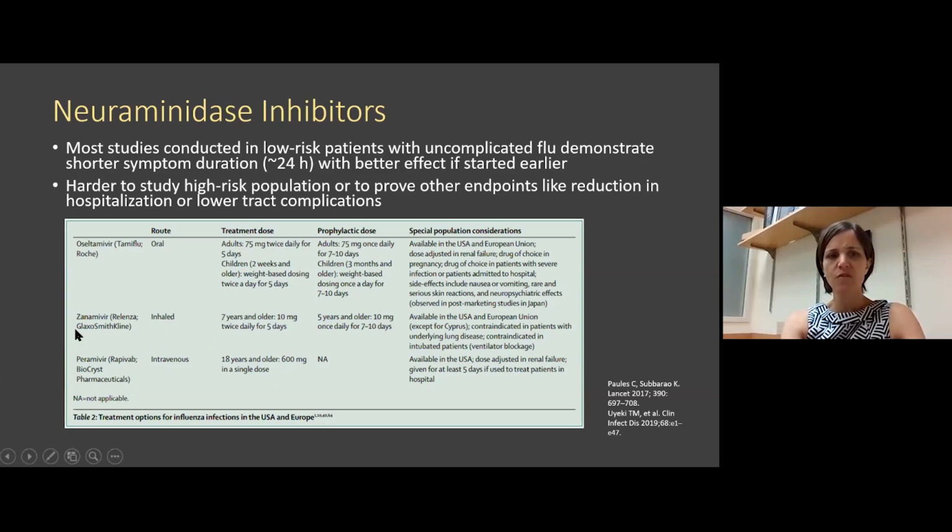It's approved for the treatment of uncomplicated flu with a single IV dose. Sometimes this drug also gets used in people who are critically ill with influenza, where they can't reliably take pills. And in that scenario, it's typically used as a daily IV infusion, but that is not how it's FDA approved.